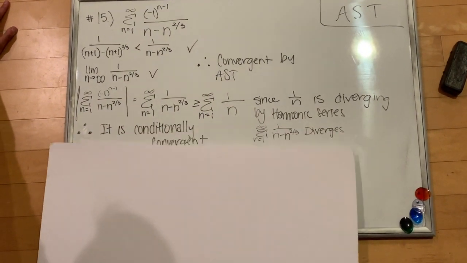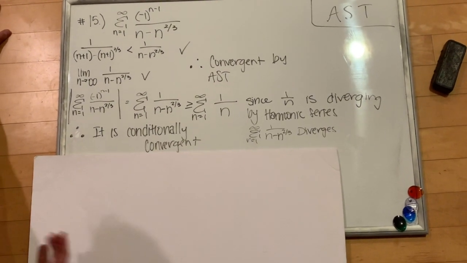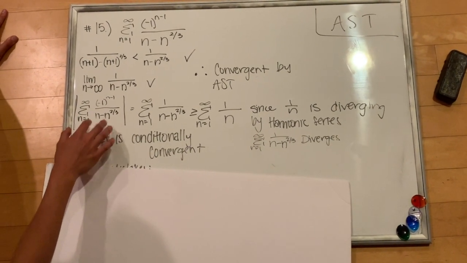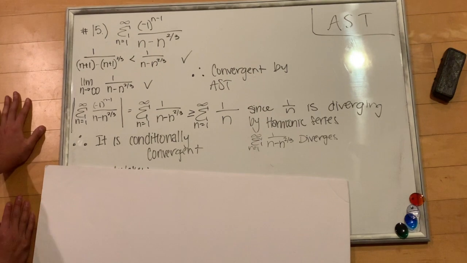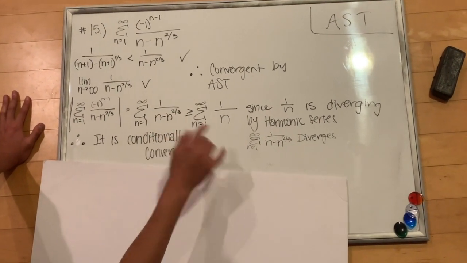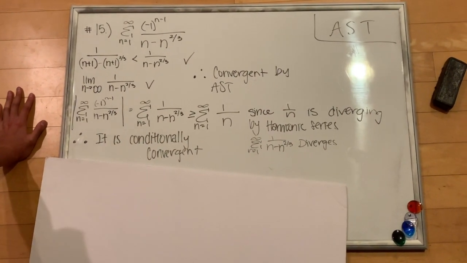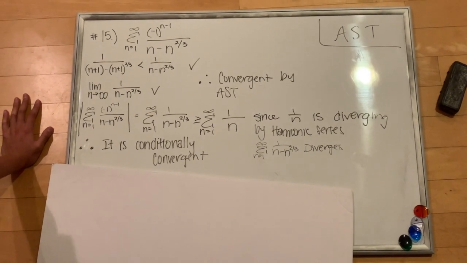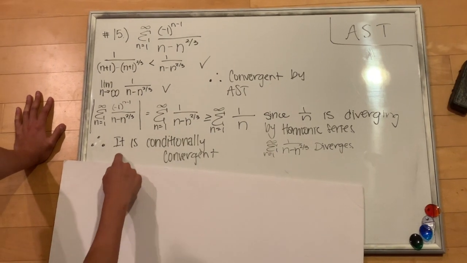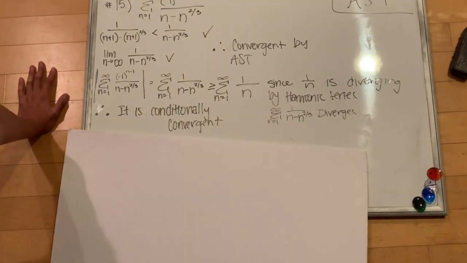Now we have to prove if it's conditionally convergent or absolutely convergent, and how we do that is taking the absolute value sum and comparing that and seeing if that's divergent or convergent. And when we do that, we get 1 over n minus n to the 2/3, and we use DCT and compare that to 1 over n, and since 1 over n is a harmonic series, we can find that our original sum diverges. So that makes it conditionally convergent.